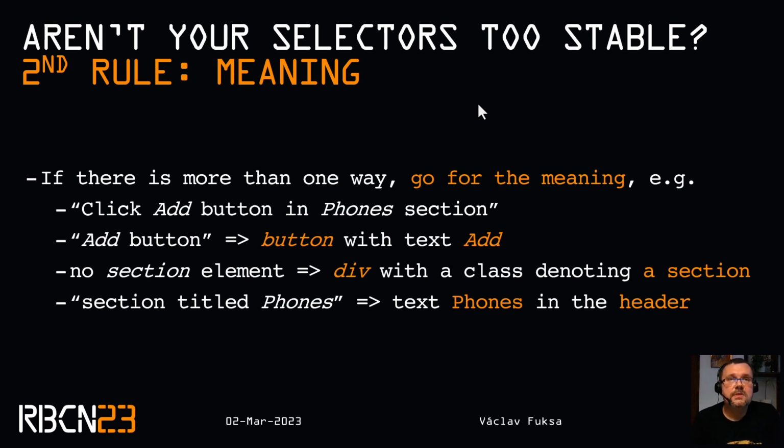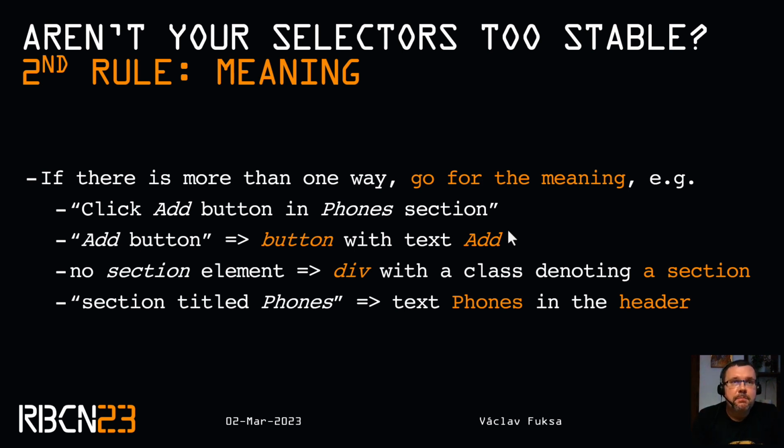The first rule says we have to take seriously what is in the manual scenario. But this is usually not enough to design a proper selector. There could be more ways to design selectors. What I suggest is going for the meaning of the description of the element. Let's suppose the scenario says, click the Add button in the Phones section. The same description as in the previous slide.